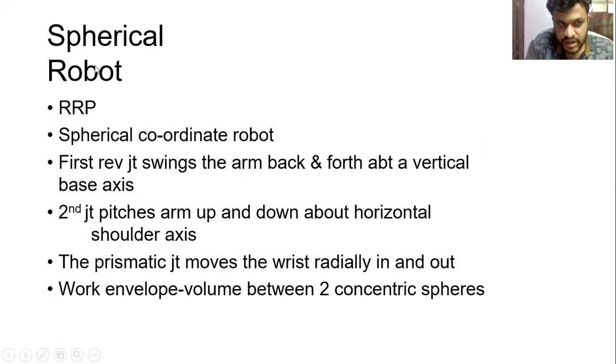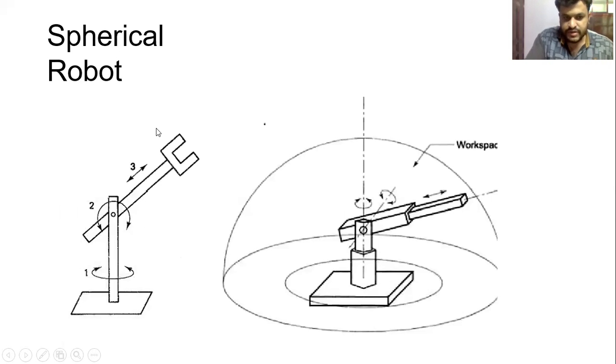Next, coming to the spherical robot. I will show you the figure. Yes, this is a spherical robot. There are 2 revolute joints and 1 prismatic joint. This one will rotate about this axis, the second one will rotate about this axis, and the third one is a prismatic joint. This is the workspace created by them. That means the end effector can reach all these points in 3D space. That is known as the workspace.